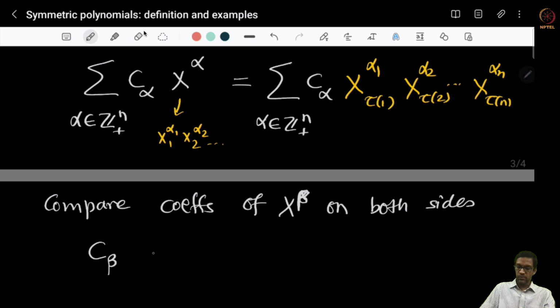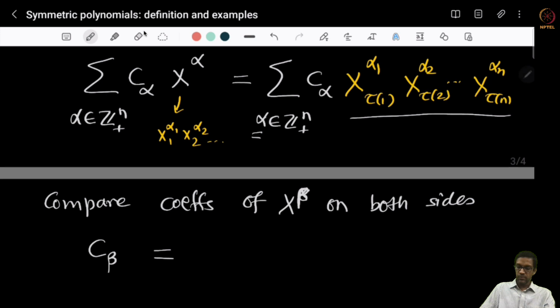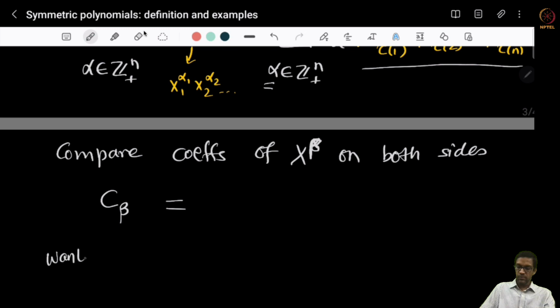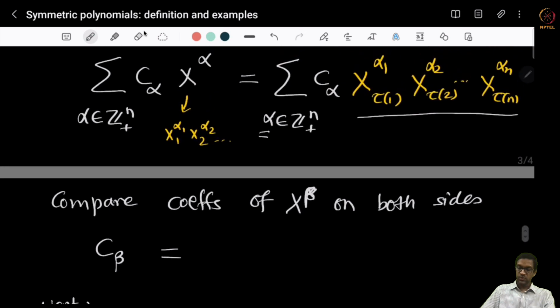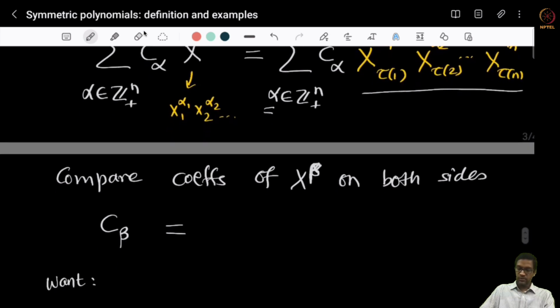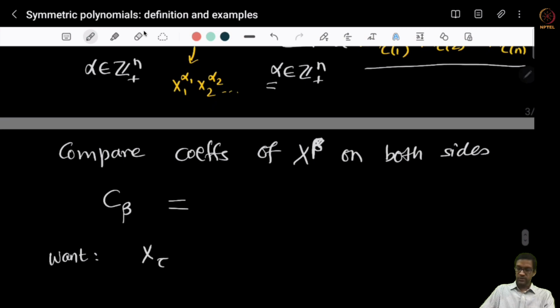That's really the question. Now on the right hand side, I need to pick out the monomial x1 to the beta 1, x2 to the beta 2, and so on, right? Now, when will I get that monomial? For which alpha in this summation will this monomial become the monomial x to the beta? So let's ask ourselves that question. So when will this become x to the beta? Let's do it on the side. So what I want is, well, I have this monomial here, x to the tau 1. So I want this x tau 1 to the alpha 1, x tau 2 to the alpha 2, and so on.